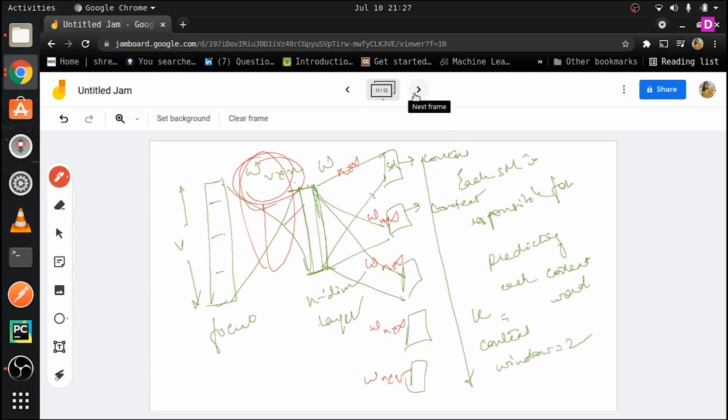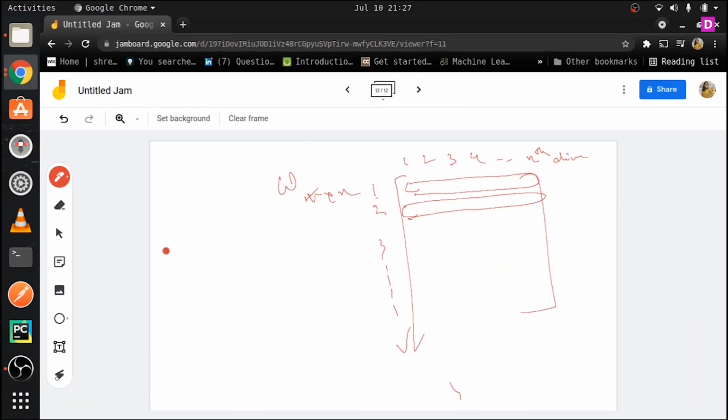So this is basically the difference between CBOW and skipgram. Okay, so this is the main architecture. There are a few differences. Let us talk about that. First of all, let us talk about the number of weights that will be used to calculate. First, let us talk about CBOW.